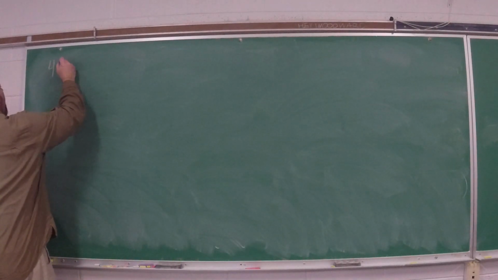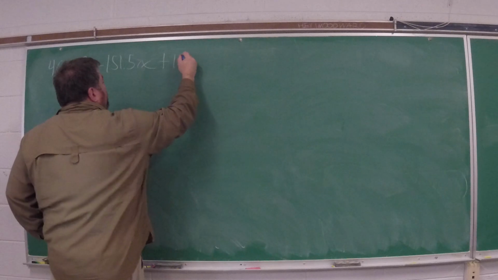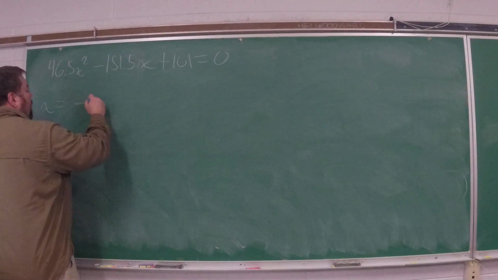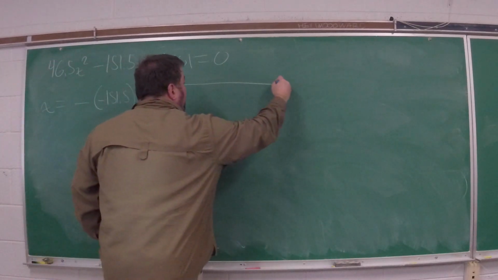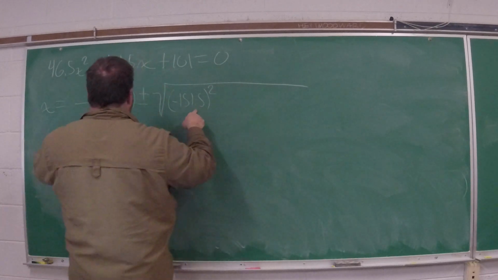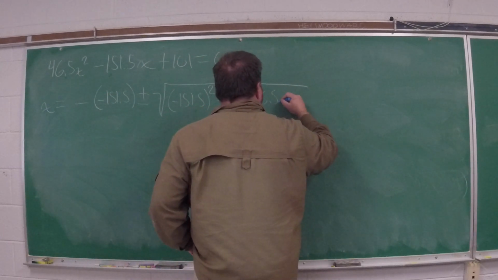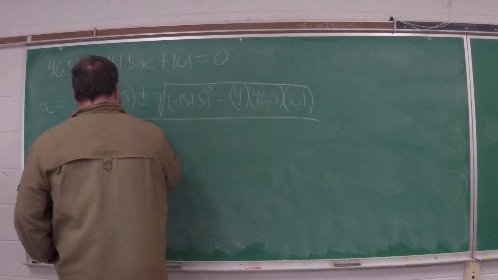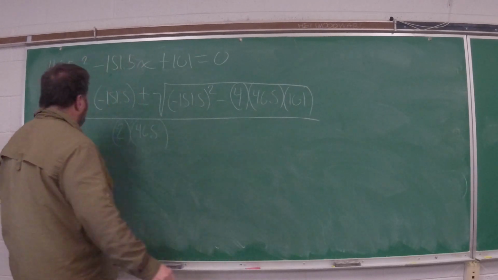So rewriting my equation, I have 46.5x squared minus 151.5x plus 101 equals 0, right? So this is a, this is b, this is c. And so we're going to go x equals, again, minus b plus or minus the square root of b squared, right, again, this is b, minus 4 times a times c, and then all divided by 2 times a. All right, that's what we get.